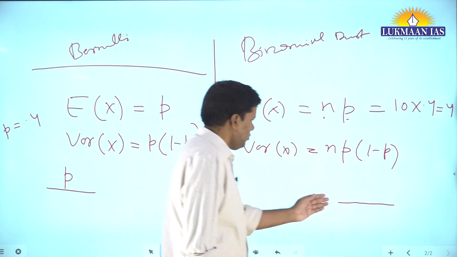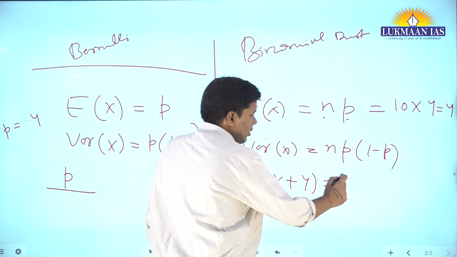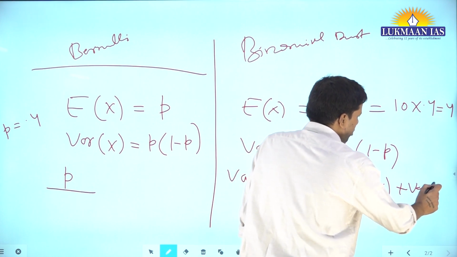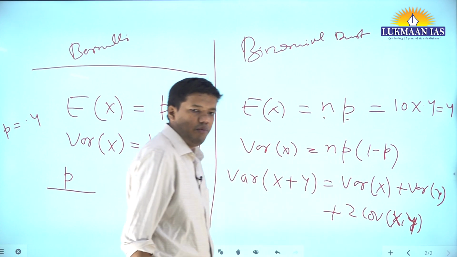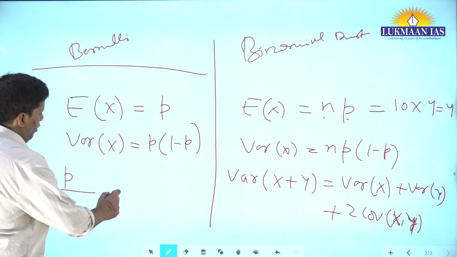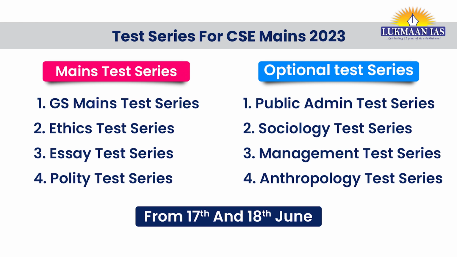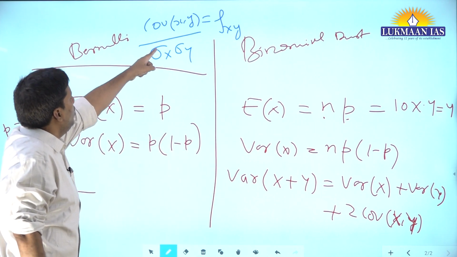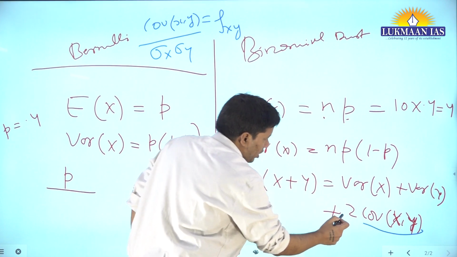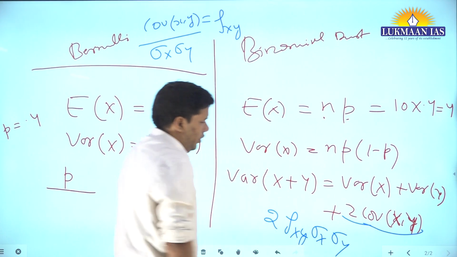Now come to this part, variances. How do you define variance generally? Let's say I say variance of x plus y. It is defined by variance of x plus variance of y plus 2 covariance x comma y. This is the way you define it. And how do you define covariance? Covariance xy is given by sigma x, sigma y, correlation coefficient. So from here you can replace this thing by 2 rho, the correlation coefficient, into standard deviation of x into standard deviation of y. Fine? Yes, sir. Any problem?